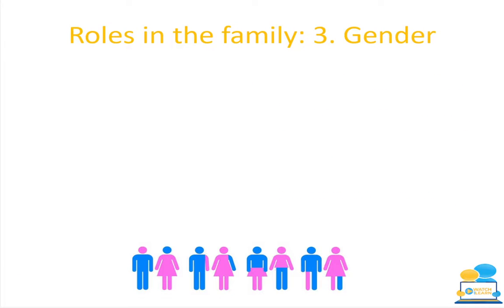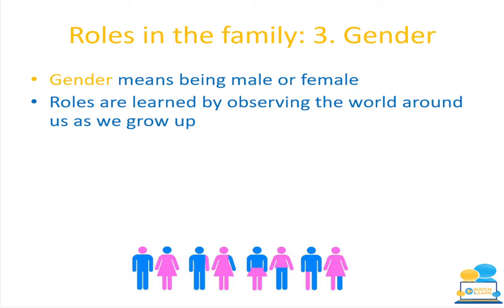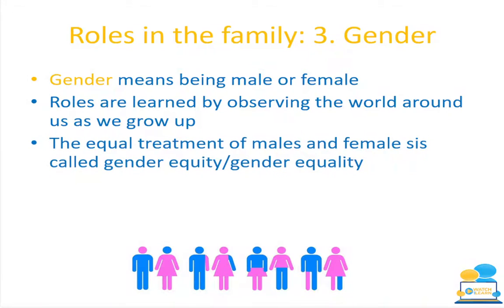So roles in the family, we also look at gender roles, okay? Gender refers to being male or female. Roles are learned by observing the world around us as we grow up, okay? Do you know the way, say your parents, they would have maybe said back in their time, Barbies are only for girls. So then you'd know, oh, well, I'm only supposed to play with girls' toys if I'm a girl, so I'll only play with that.